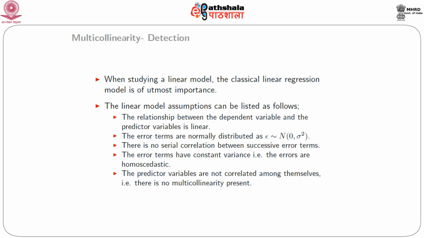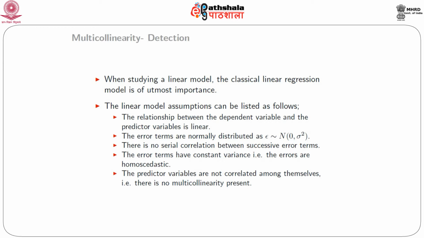The next assumption is that the error terms are normally distributed. That is, the epsilon term in the model follows a normal distribution with mean 0 and variance sigma square. We also assume that there is no serial correlation between successive error terms. In other words, there is no serial correlation between epsilon i and epsilon i minus 1.